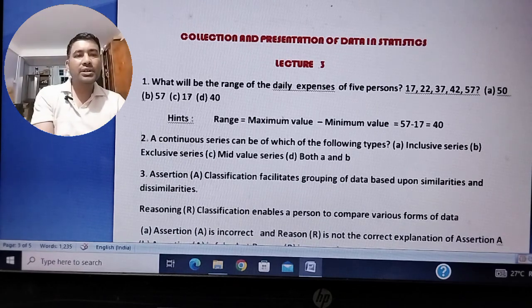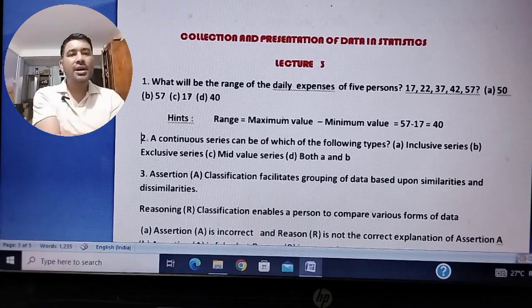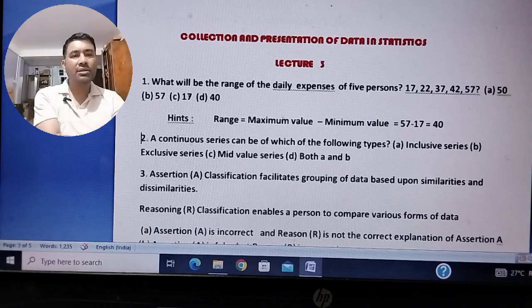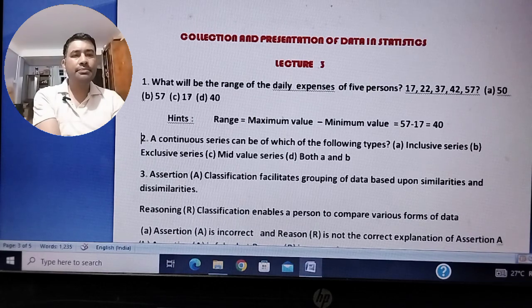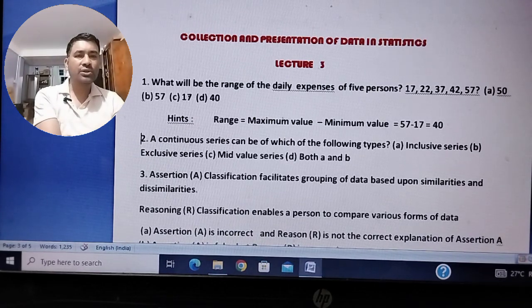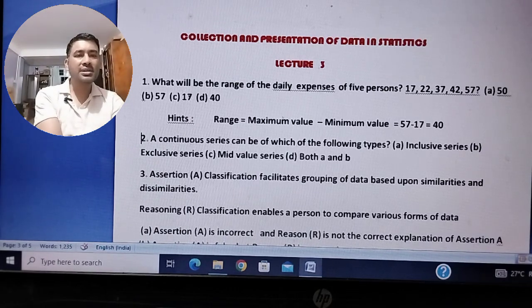In a continuous series, it may be an inclusive series or it may be an exclusive series. So the right answer for continuous series is both A and B, not the mid-value series. A continuous series can be either an inclusive series or an exclusive series. So the right answer for question number 2 is option D.